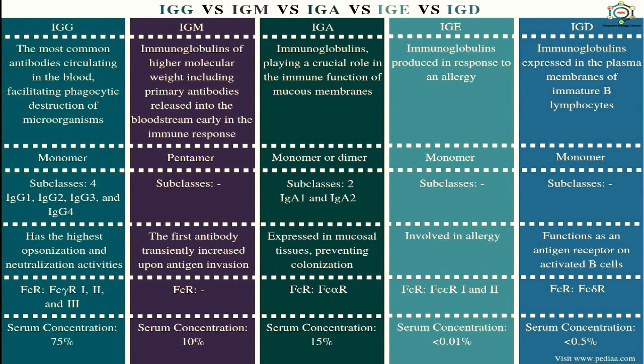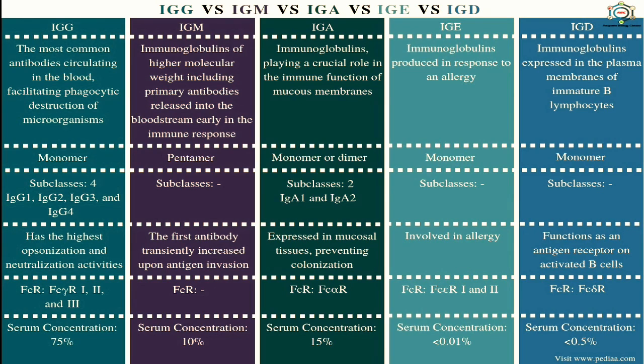Now, what are the main differences between all the types of antibody? So, IgG is the most common antibody circulating in the blood, facilitating phagocytic destruction of the microorganism. IgGs are monomers. Subclasses are 4, which are IgG1, G2, G3 and G4, having the highest opsonization and neutralization activities, and the serum concentration is 75%.